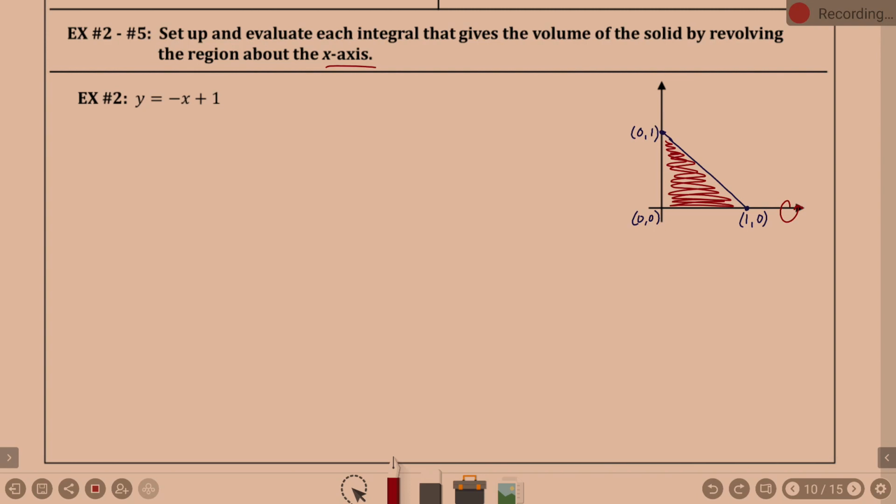When we talk about disk versus washer, is this going to have a hole in the middle? No. So just for reference sake, you're always going to want to pause and identify, is this going to be solid or is there going to be a hole in the middle? I need to think washer. This is going to be solid. The equation we were given is y equals negative x plus 1. If we're rotating about the x-axis, what variable are we going to work in terms of? X. We're going to work in terms of x.